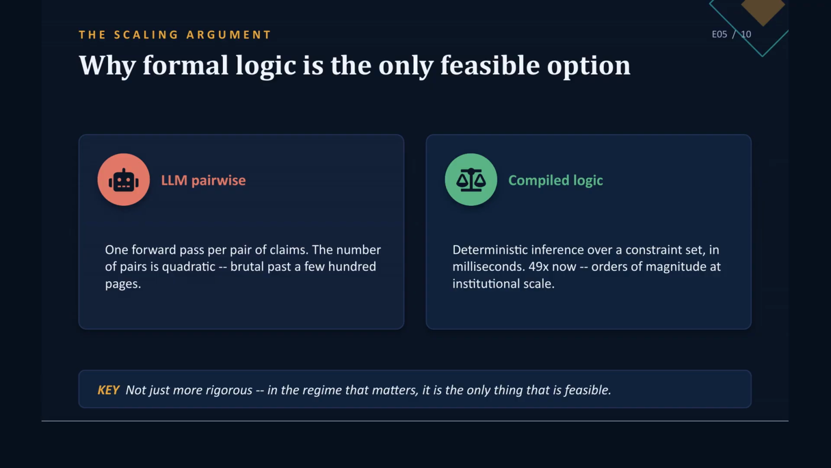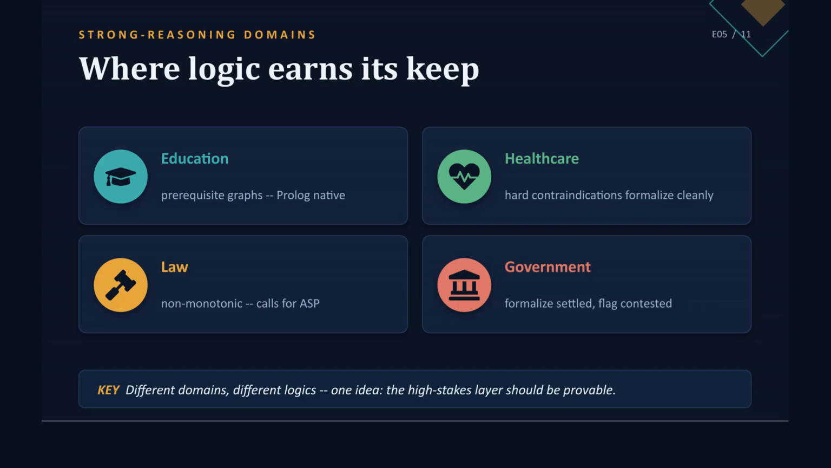At the small scale we tested, that is a 49-fold gap. At institutional scale, with thousands of pages, the gap is several orders of magnitude. So formal verification is not just more rigorous than the language model approach. In the regime that actually matters, it is the only one that is even feasible. Where is this worth the effort? In domains where errors are costly and the right structure exists to exploit.